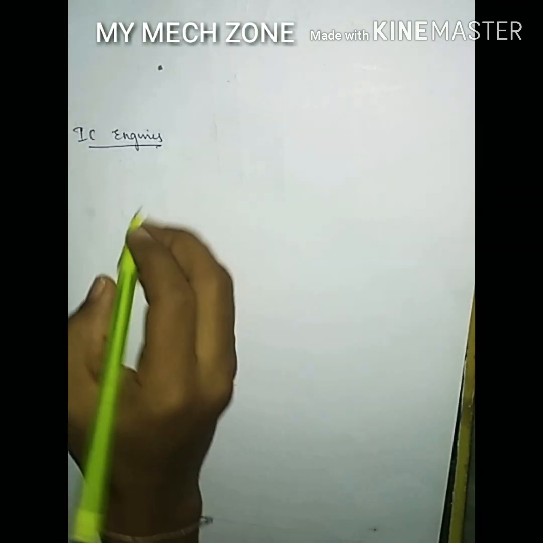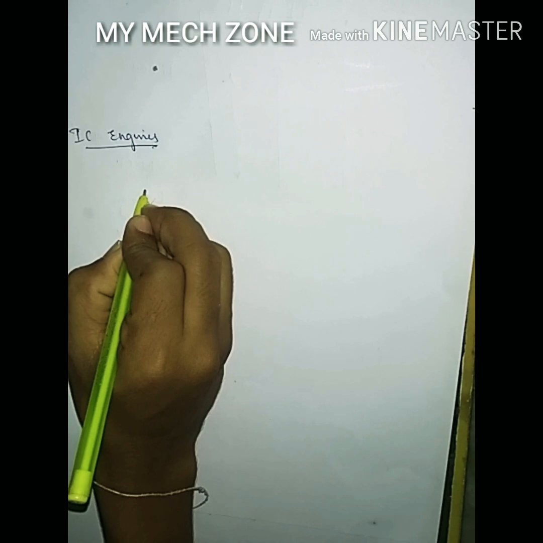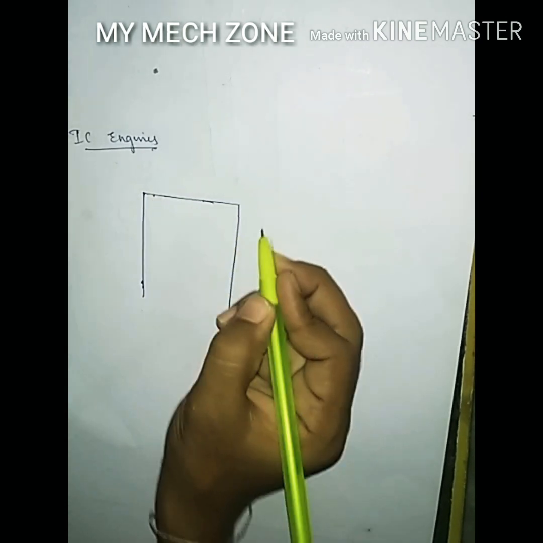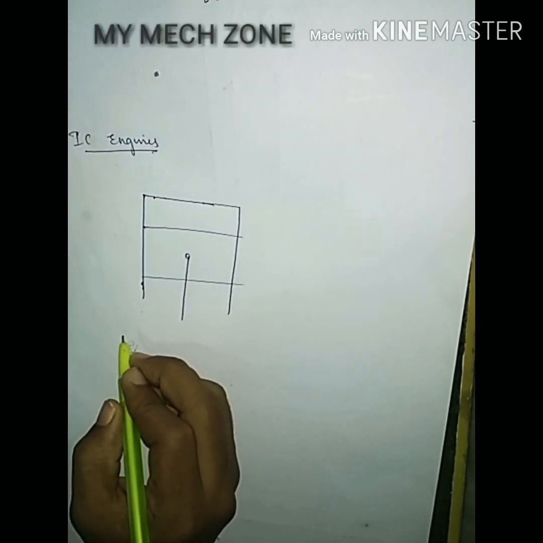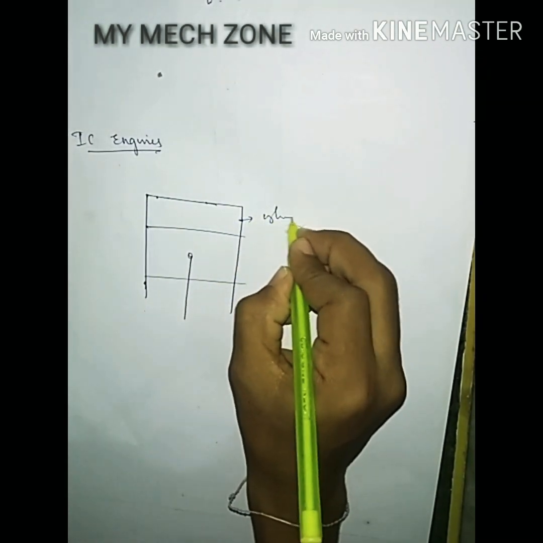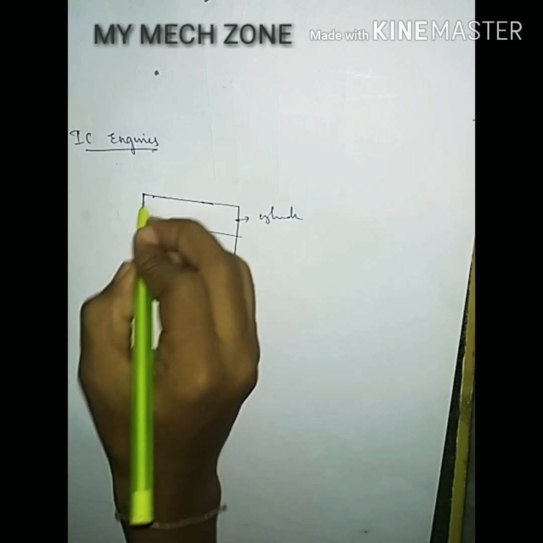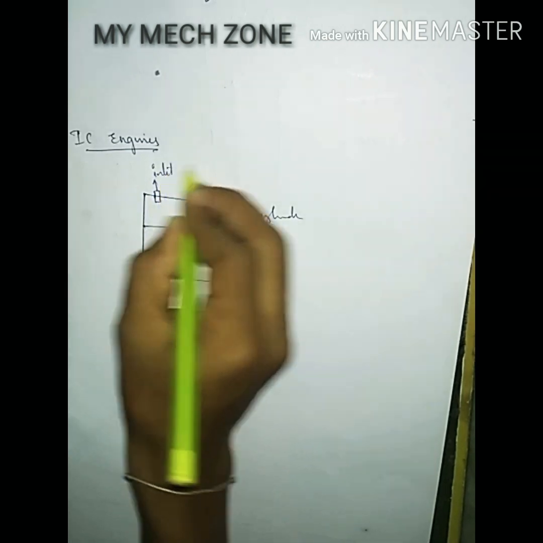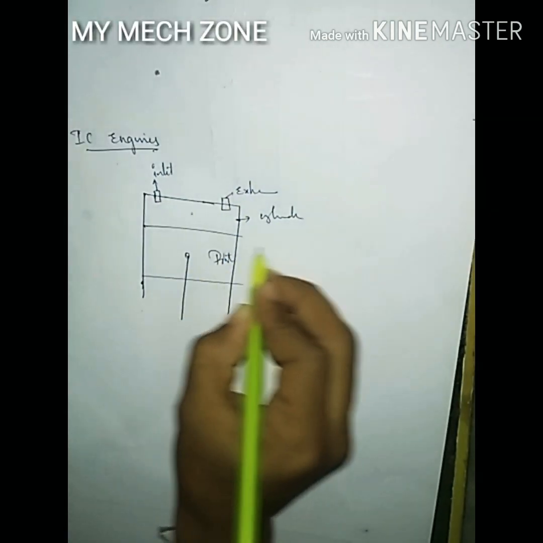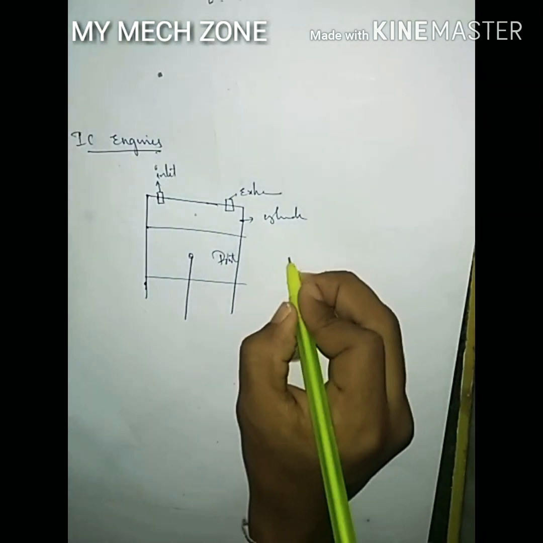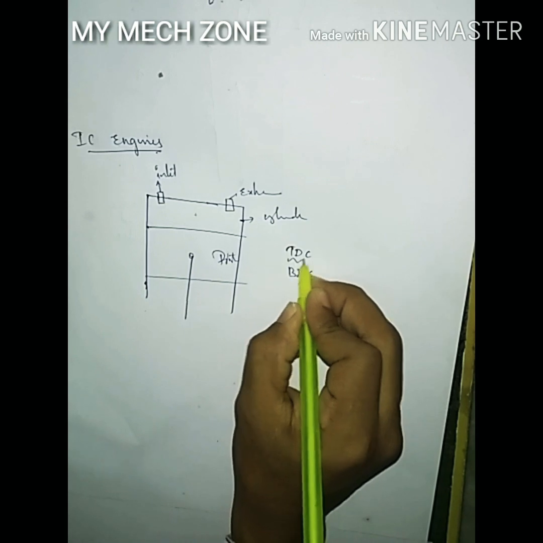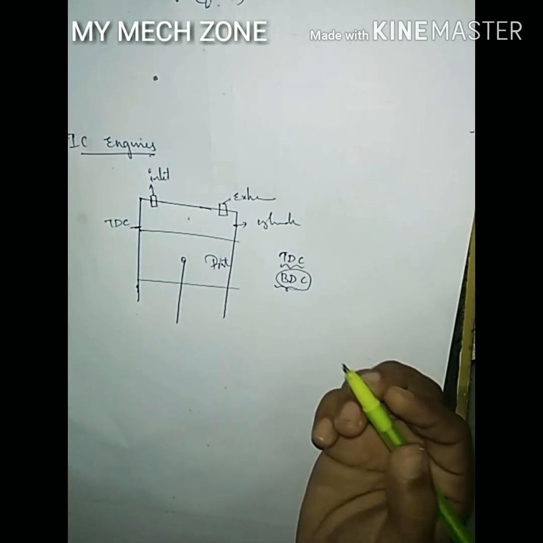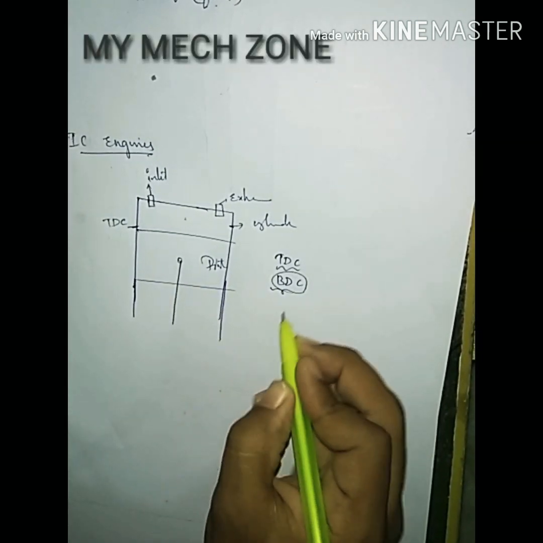If we consider a cylinder like this, this will be the cylinder, this will be the piston, and there are two valves over there, that is inlet and exhaust valves. Fine. In IC engines there are terms called TDC and BDC. TDC means top dead center, and what is BDC? Bottom dead center.